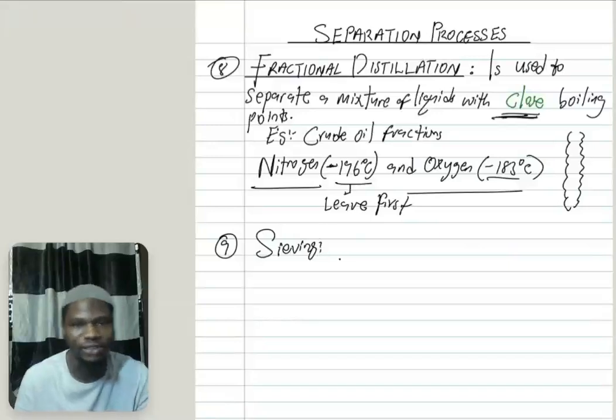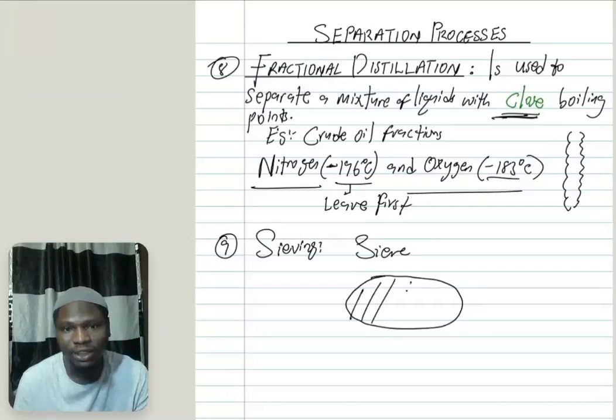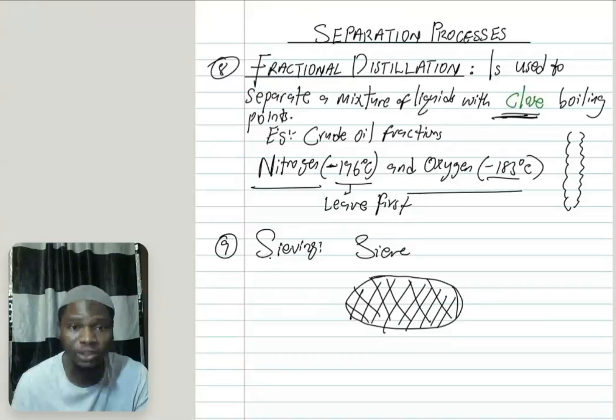Next, we look at sieving. Sieving is something we even use at home. We make use of what we call a sieve, that substance that has a kind of mesh like this. Are you there? Like a sieve like this. So let me tell us, what is it used for?